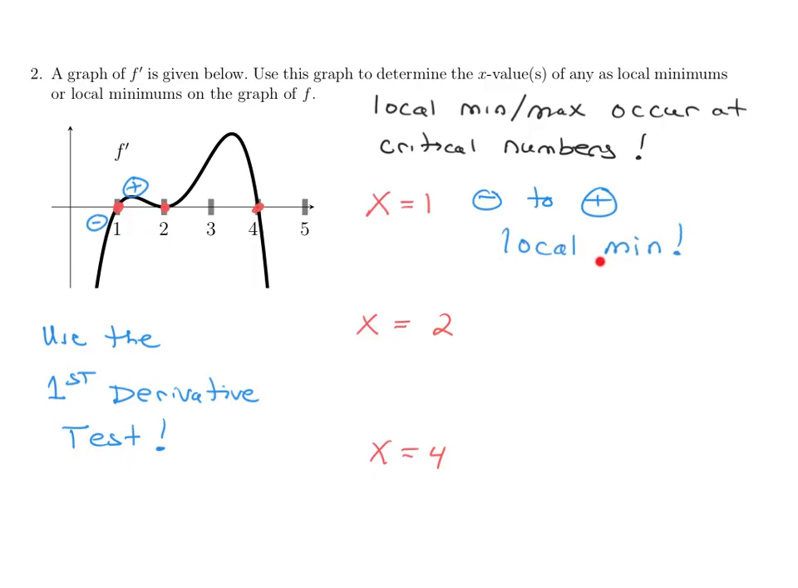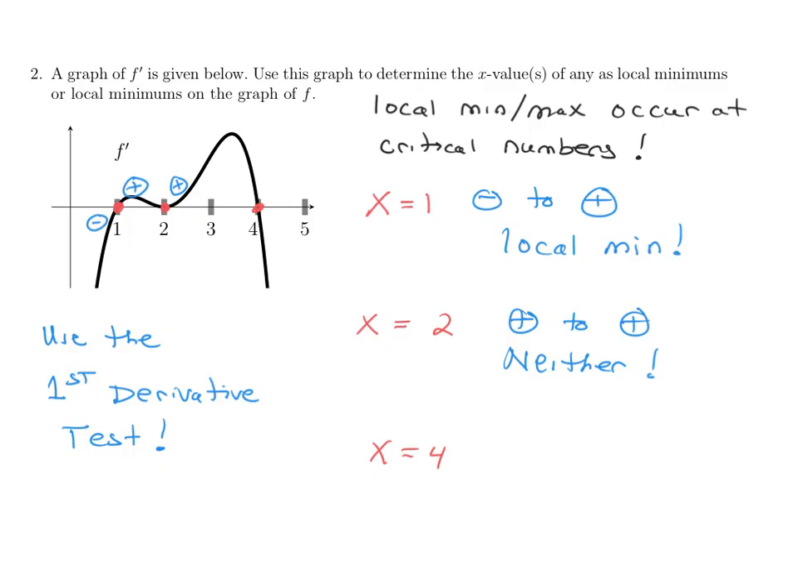And this is by the first derivative test. The derivative goes from negative to positive. The original function is decreasing, then increasing. That is a minimum value. What about x is equal to 2? The derivative goes from positive to positive. That means the original function is increasing and then increasing, and so this is neither. This is neither a local min nor a local max.